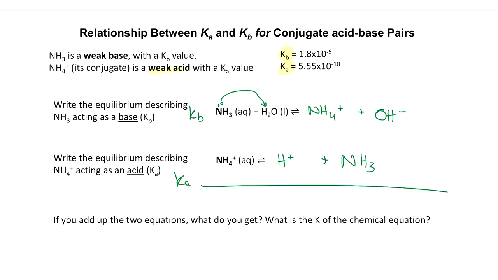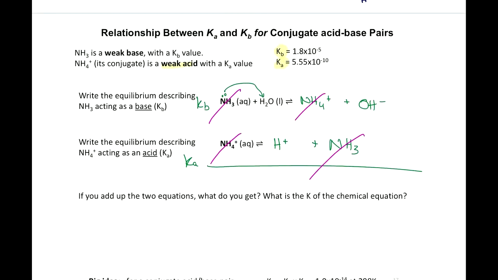Add those two reactions up. What cancels? NH3, anything else? NH4+, and then what are we left over with? H2O, a liquid, in equilibrium with H+ and OH minus. Is that special? What is that? That's a K expression, specifically Kw, because that's water. This is the self-ionization of water.